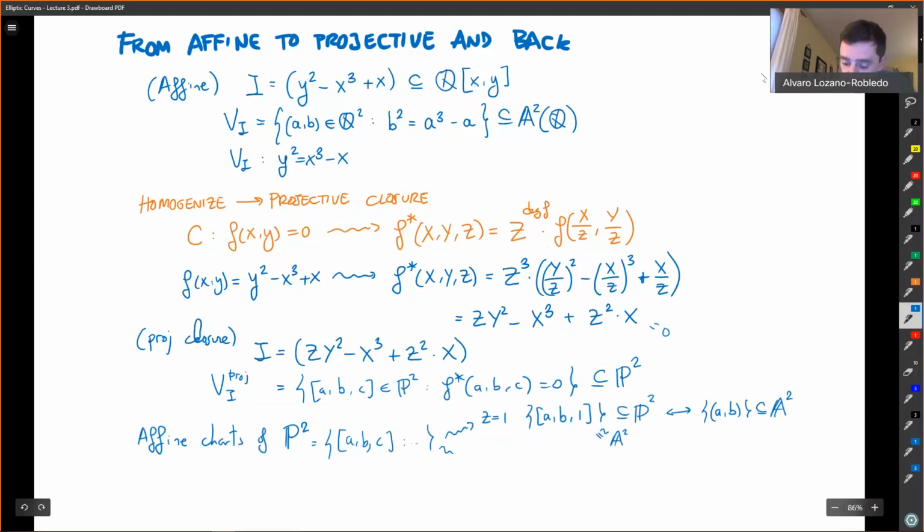But there are more affine charts. For example, I can pick the affine chart with y equals 1, and those are the points (A, 1, C), which is also isomorphic to some A2. And we can do many of them with other linear combinations of x, y, and z, but the main charts are these three.